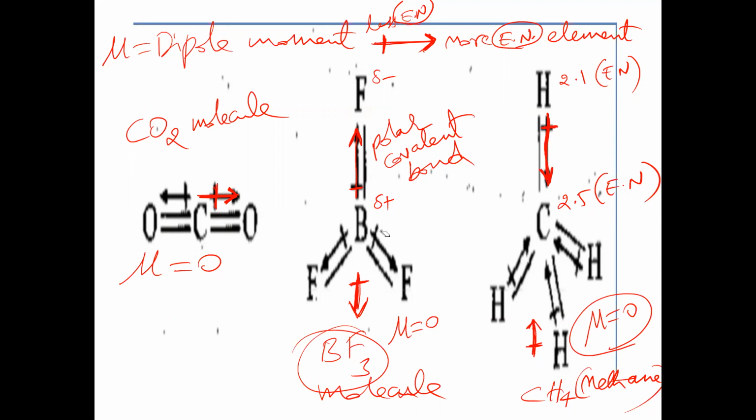Now for these 3 molecules, the dipole moment is 0. This type of molecules are non-planar molecules. Planar, non-planar. It is a non-planar molecule. These 2 are planar molecules. Here the dipole moment is 0. We have to say that. Let's take a screenshot of this now.